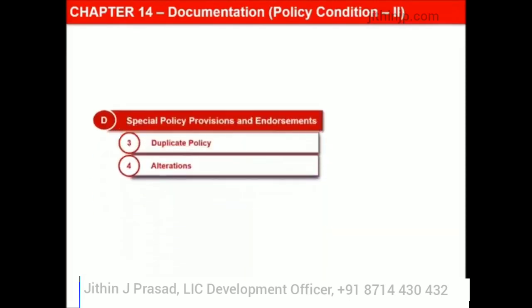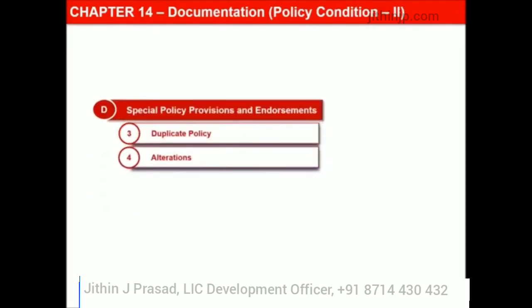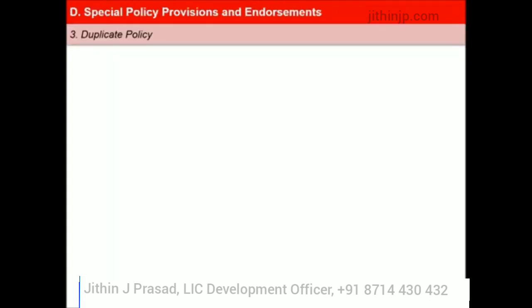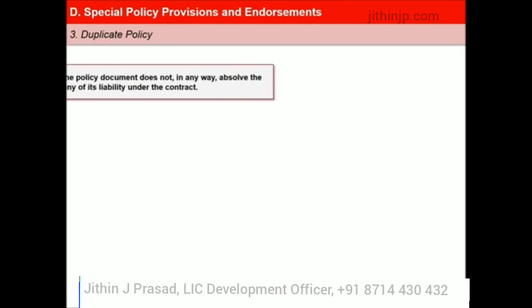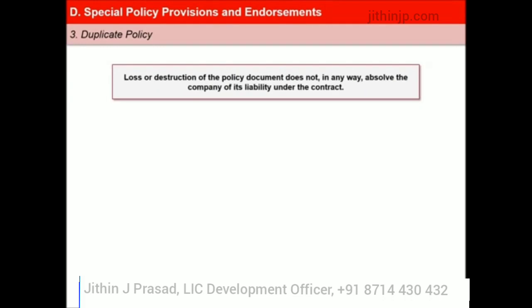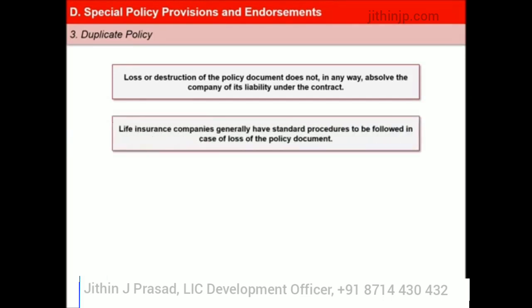In this next video of the lesson, Documentation, Policy Condition 2, we will learn about duplicate policy and alterations as parts of special policy provisions and endorsements. Here we will learn about the concept of duplicate policy. A life insurance policy document is only an evidence of a promise. Loss or destruction of the policy document does not in any way absolve the company of its liability under the contract. Life insurance companies generally have standard procedures to be followed in case of loss of the policy document.